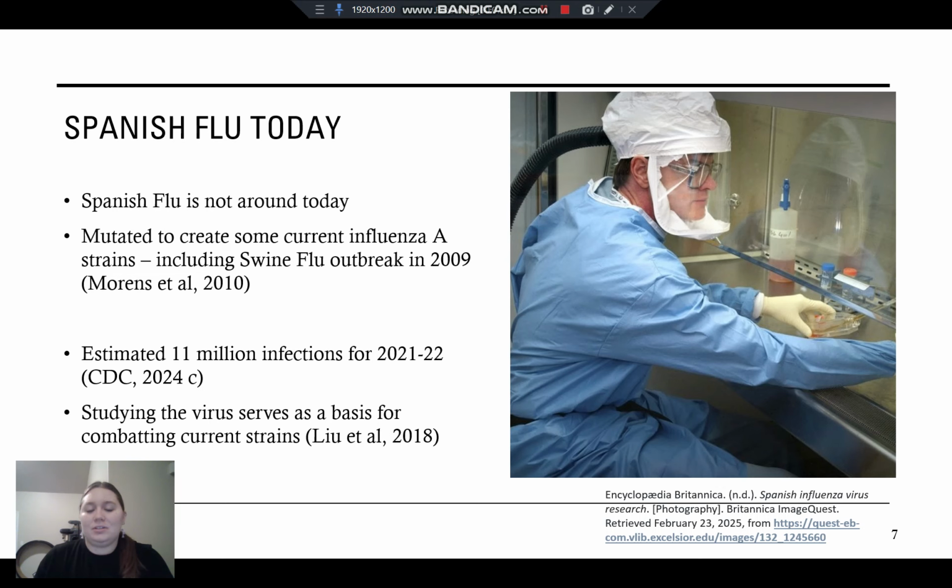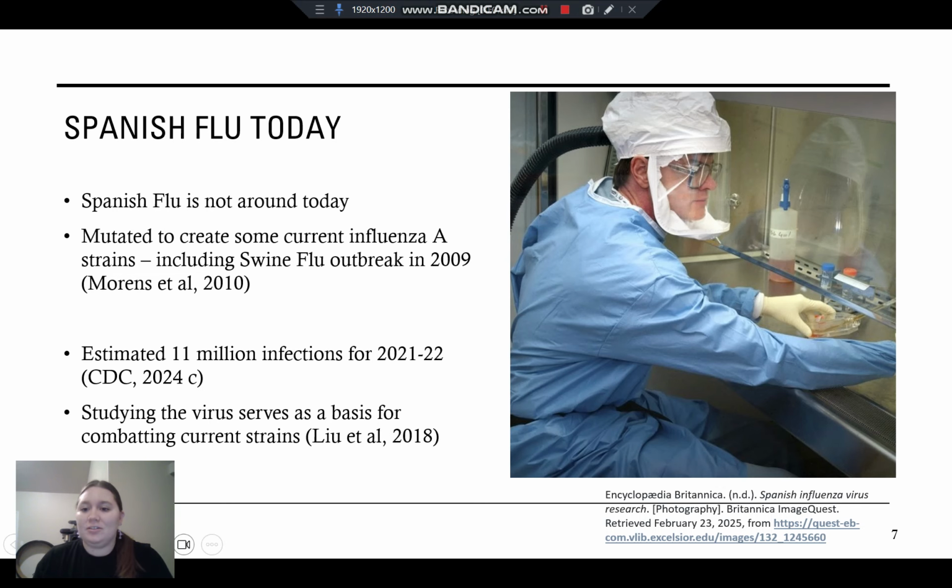In 2021 to 2022, there was an estimated 11 million flu infections for the year, and that was worldwide. While that 11 million is very different from the 500 million that were infected in 1918 to 1920, it just shows that we can learn from the past, and take what we know about the Spanish flu and move on to create better vaccines in the future. So, yeah, studying the virus serves as a basis for combating current strains.